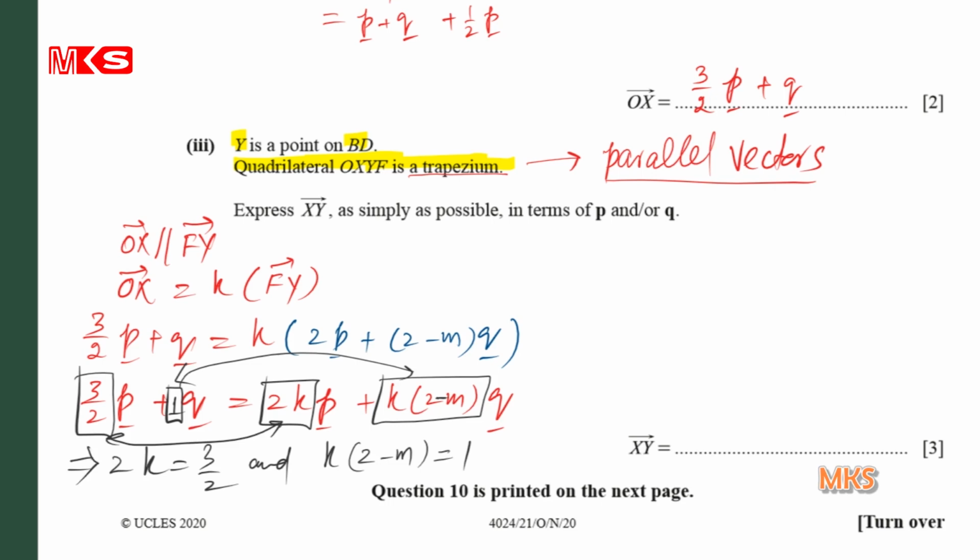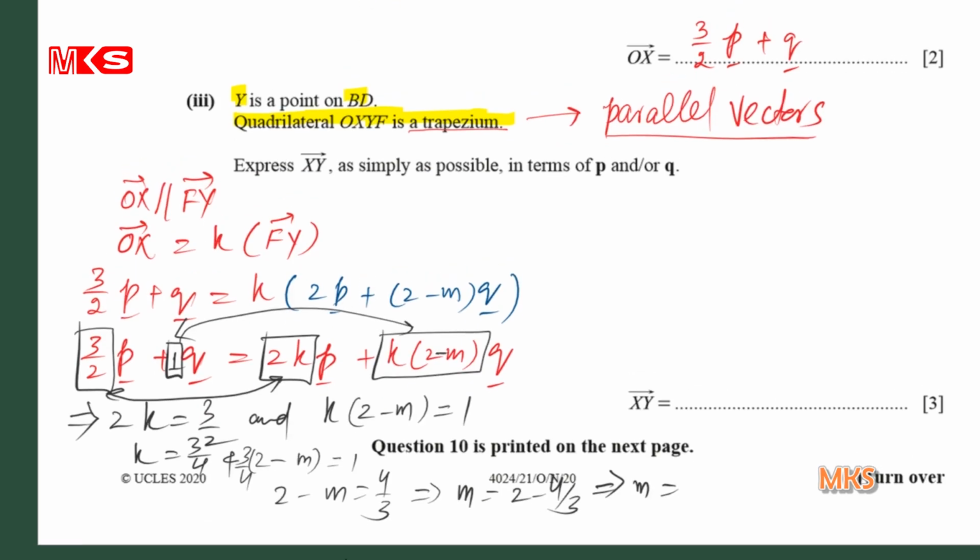So here k will become 3 over 4, and 2 minus m times k, we have 3 over 4, that is equal to 1. 2 minus m is equal to 4 over 3, that will give us m is equal to 2 minus 4 over 3. So m is equal to 2 by 3.